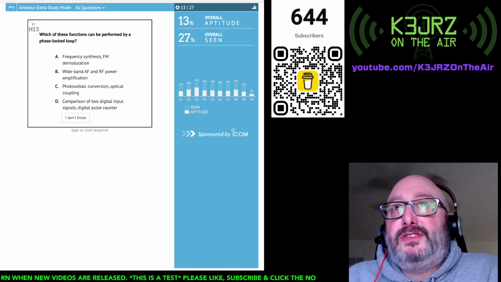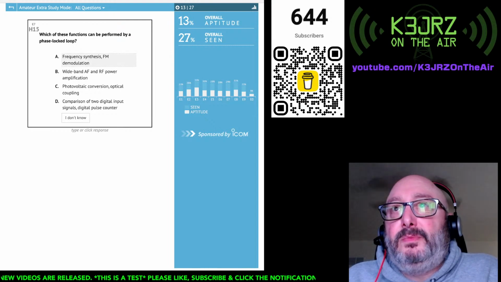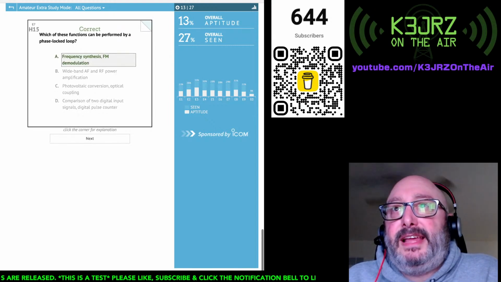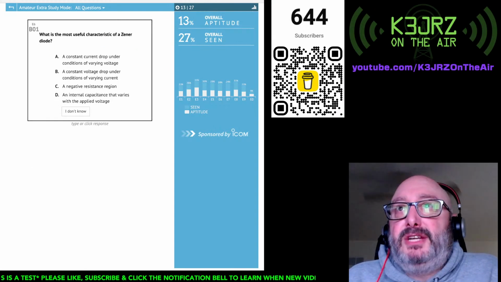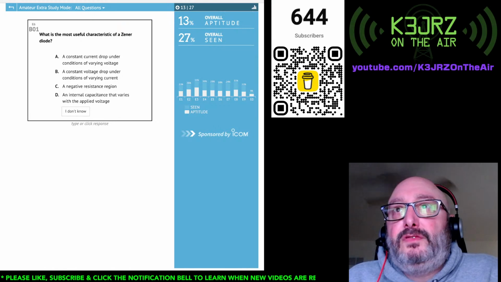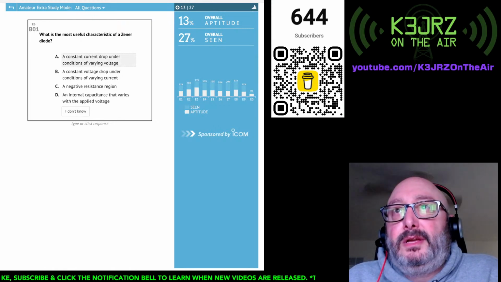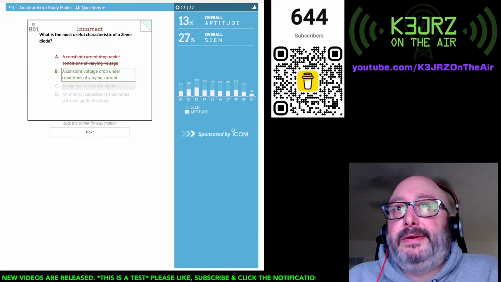Which of these functions can be performed by a phase-locked loop? Frequency synthesis and FM demodulation. Modulate, demodulate. What is the most useful characteristic of a Zener diode? Constant current drop-off under conditions of varying voltage. Constant varying voltage. Oh, no. It's a current, varying current.